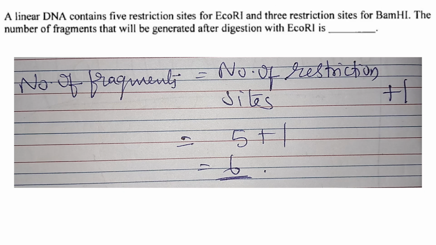Now next one. A linear DNA contains restriction sites for EcoR1 and 3 restriction sites for BamH1. The number of fragments that will be generated after digestion with EcoR1. So BamH1 you have to forget. They have asked only for EcoR1. So number of fragments will be number of restriction sites plus 1. How many restriction sites for EcoR1? 5. So 5 plus 1, 6. Answer is 6.